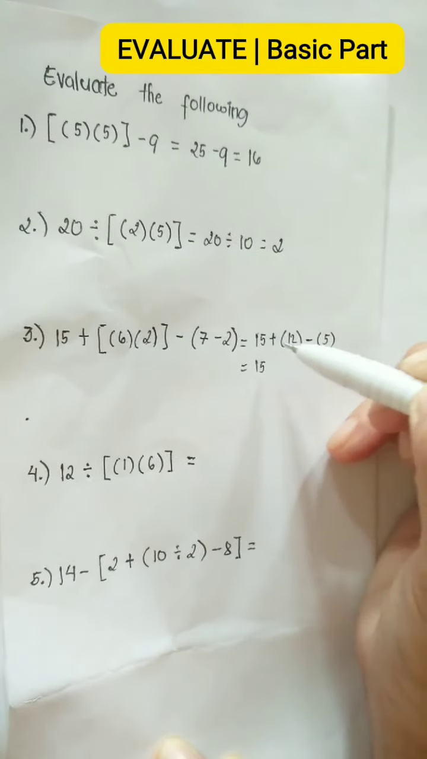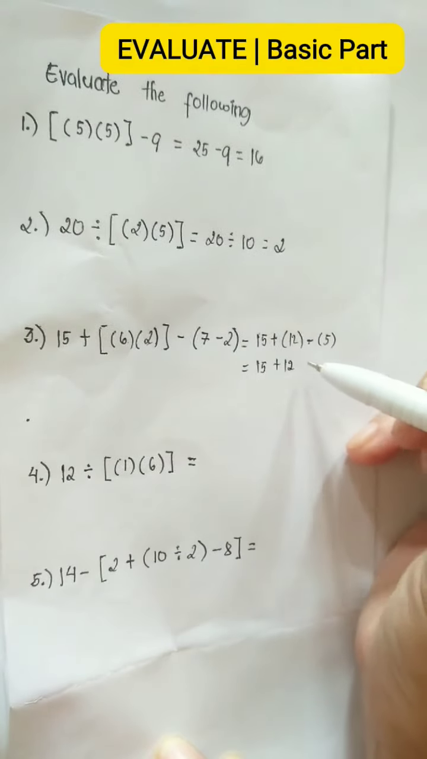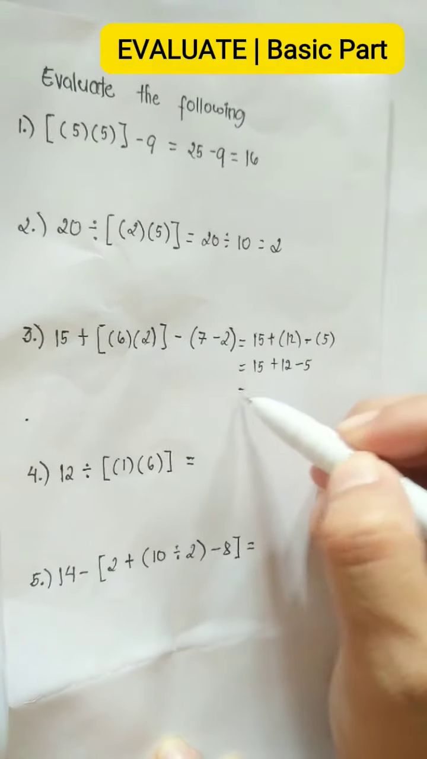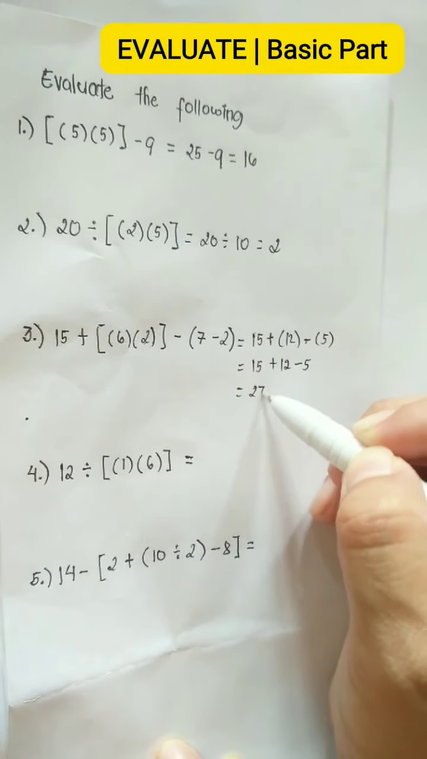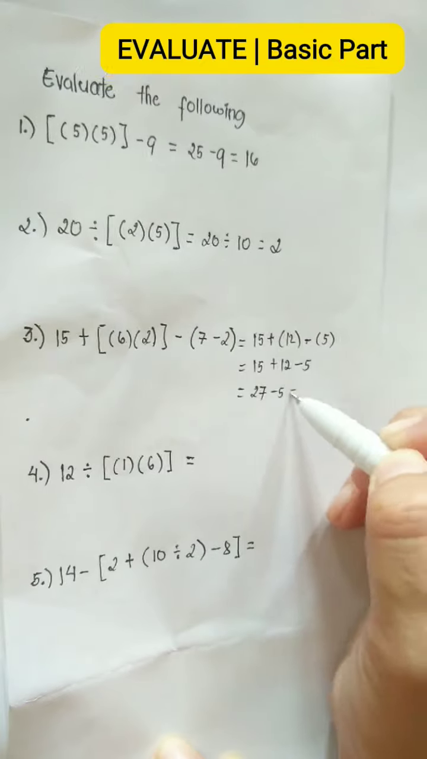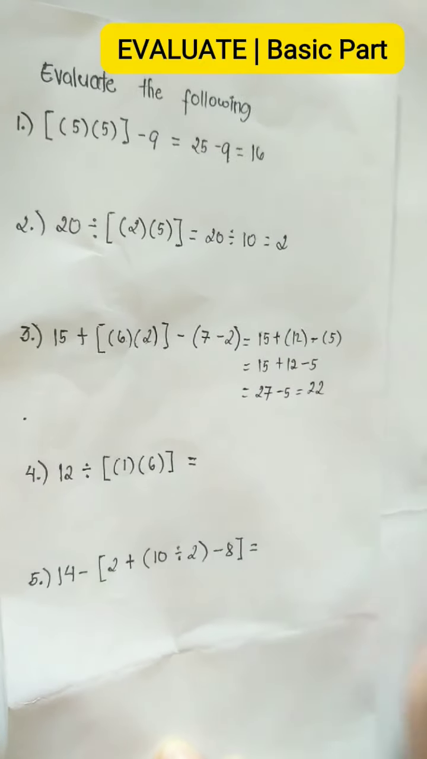Now 15. Positive times positive 12, that is positive 12. Negative times positive 5, that will give us negative 5. Now 15 plus 12, that is 27. Minus 5. 27 minus 5, that will give us 22. Okay, that is.